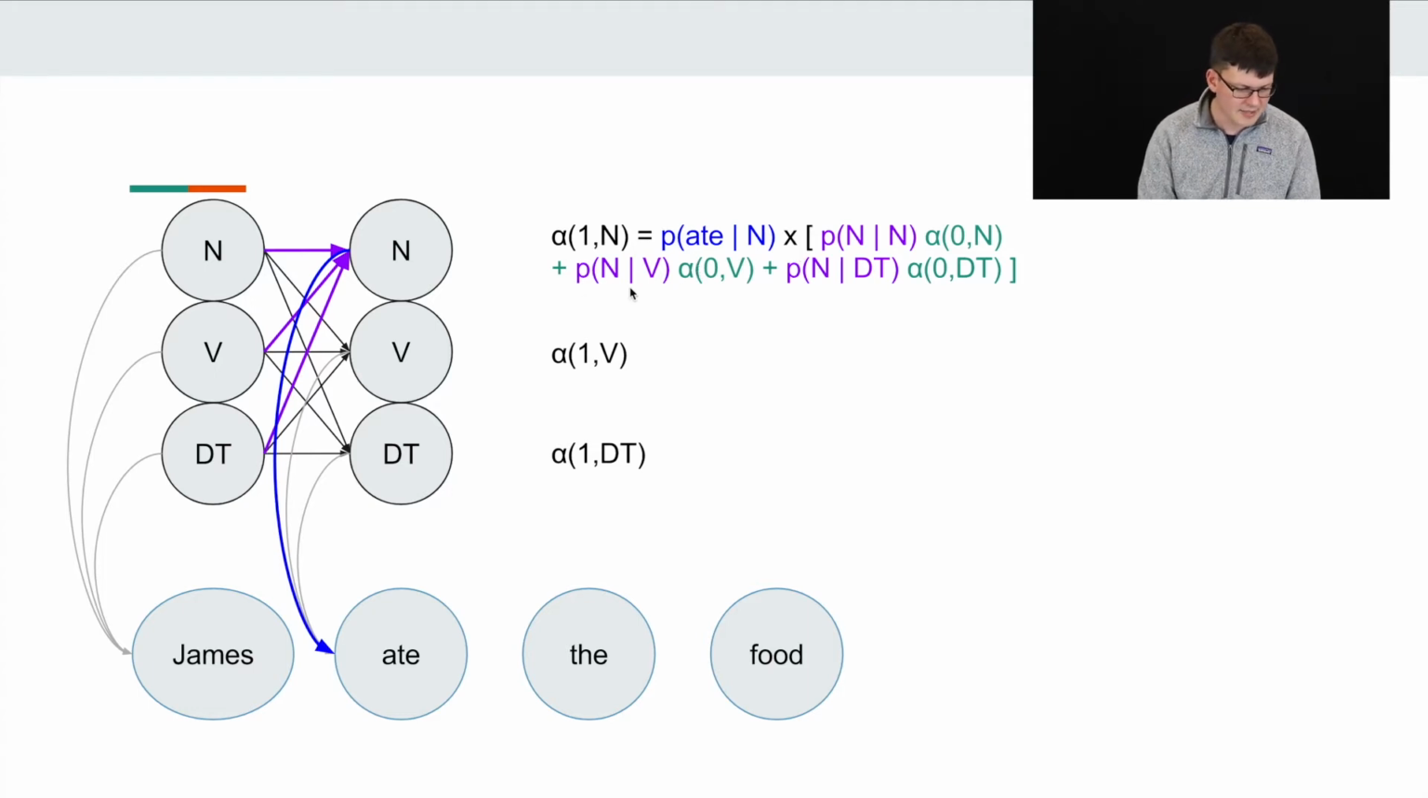So let's look at the second example. The second example is exactly the same thing. I'm starting with this alpha 0v. Alpha 0v means how many ways, or what's the total sum of the ways to get to a verb in position 0.